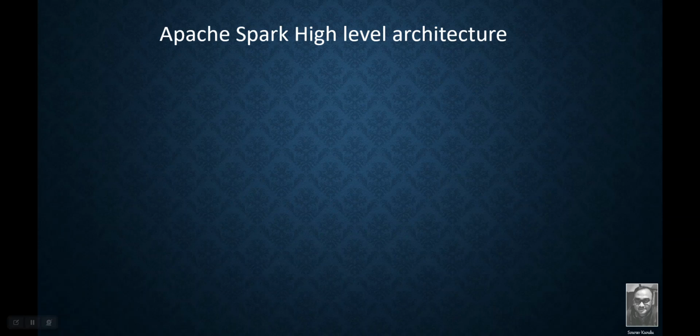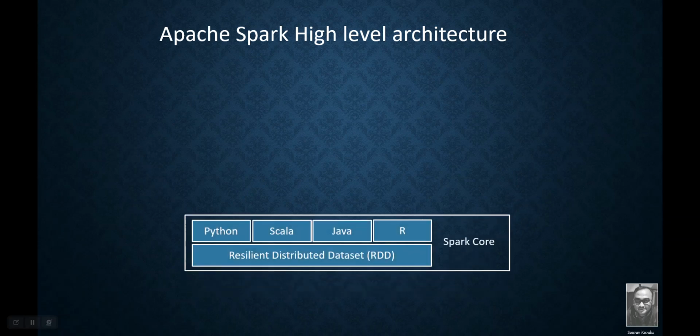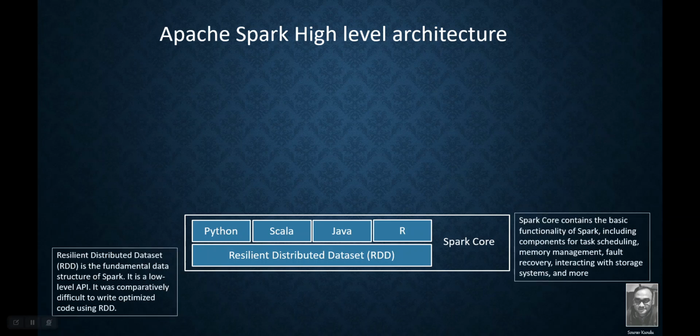Okay, so now let us understand the Apache Spark high level architecture. You can see at the base there comes Spark core, and along with that there is the resilient distributed dataset, that is the RDD. Resilient distributed dataset is basically the fundamental data structure of Spark.